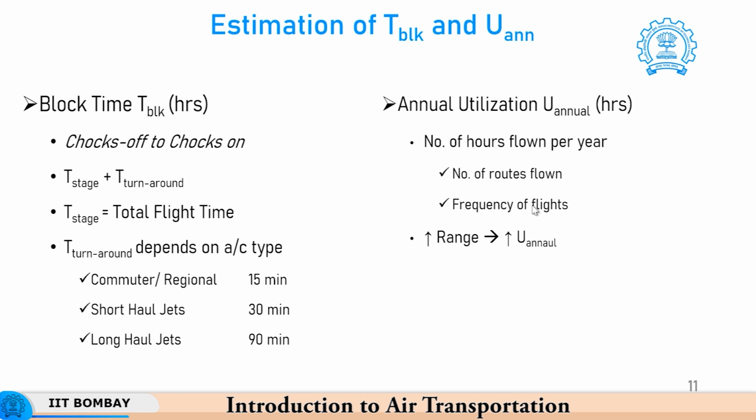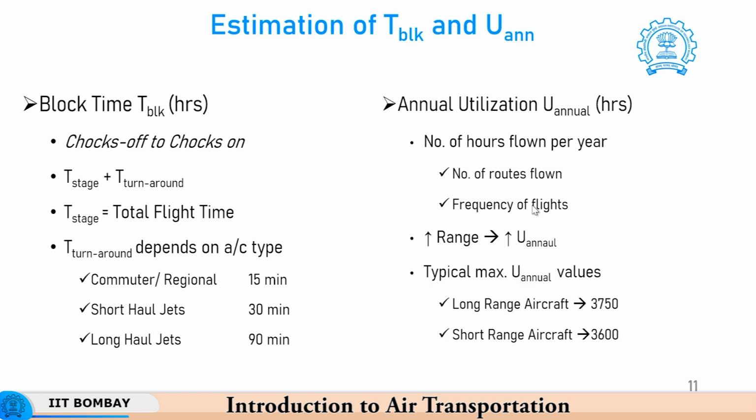Short haul aircraft have lesser utilization, although they do more hops, because between every hop there is a certain turnaround time which can actually reduce the utilization. So, the typical values of maximum annual utilization are as follows. For a long range aircraft, you could have as high as 3750 hours per year, and for a short range aircraft, because of the multiple hops and the requirement for some turnaround time between each of them, the total utilization would be max around 3600.